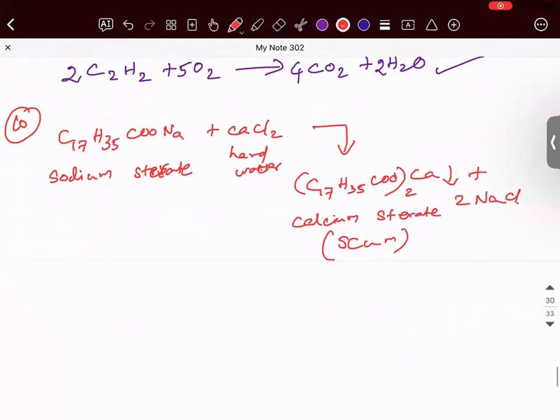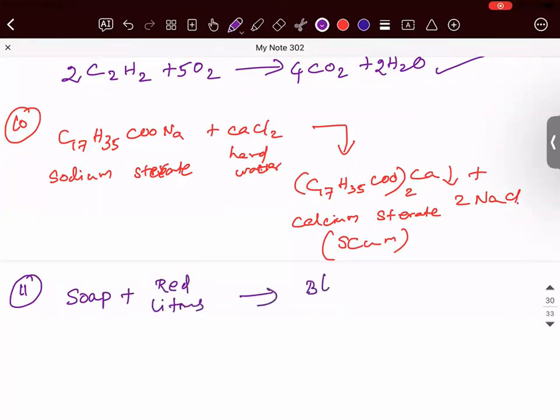Next will be a beautiful question. What change will you observe if you test soap with litmus paper? You have both red and blue. So what will happen? Soap plus red litmus. Why does it become blue litmus? Very good. So they are basic in nature. It turns red litmus blue. When you take blue, no change. Good, good.